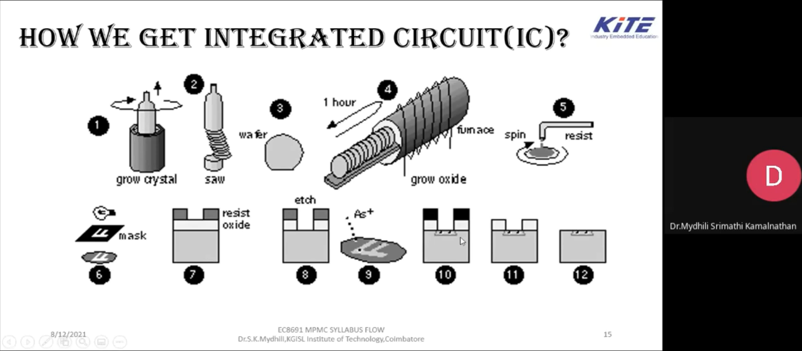So after several processes only, you are getting a minute IC which consists of several transistors, that is active devices as well as passive devices in it. Are you clear? So you know about active and passive devices. So in a single IC, instead of what you have done in the lab in the electrical circuits lab. You are aware of it? We have carried out some experiments in the second semester.